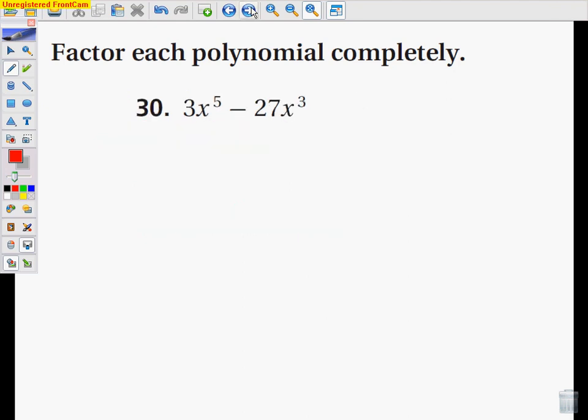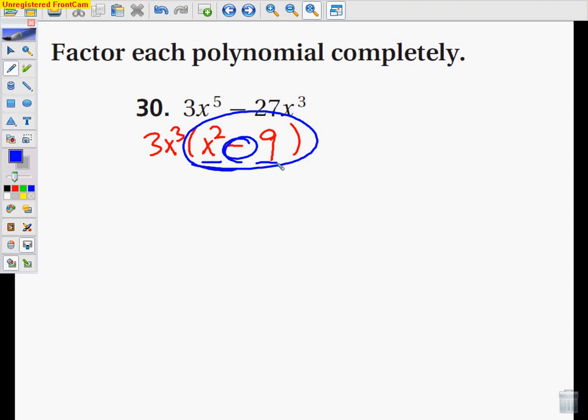All right, number 30. Looking at these two, is there a GCF that comes out of both? Well, you could take out a 3 out of both of the numbers, and you could take an x cubed out of both of the variables. So in first position, you're left with x squared minus 9. Now, a lot of students would think they're done here, but this pattern right here is the difference of two perfect squares. So we need to factor this.